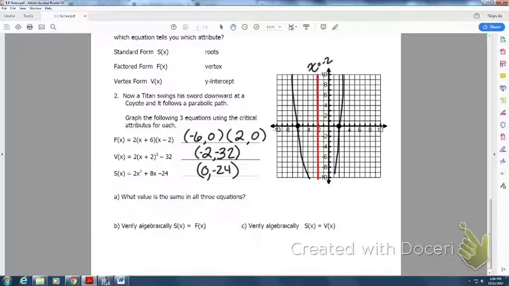Alright, what do you notice about all three equations? They all have the same A. They all have that 2. Okay. So the A value is 2. So what is that doing to the graph? What is that transformation? Vertical stretch. Vertically stretched by 2.